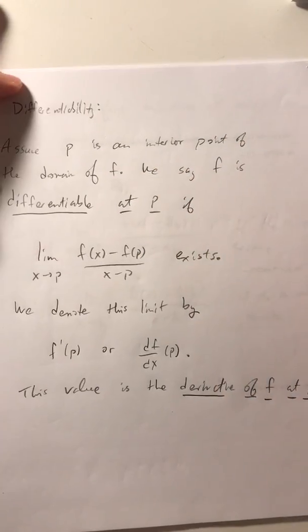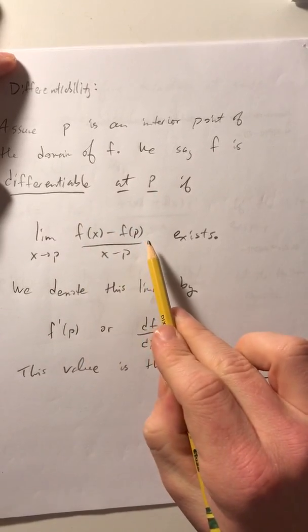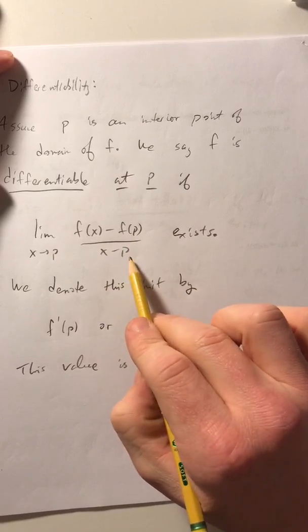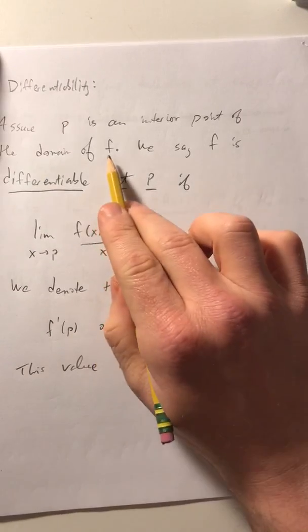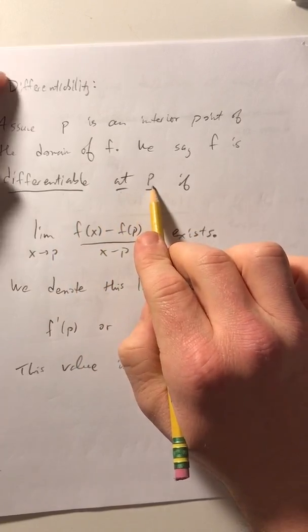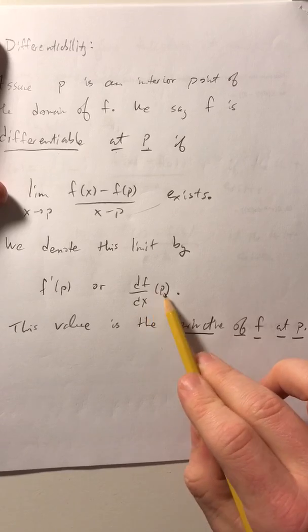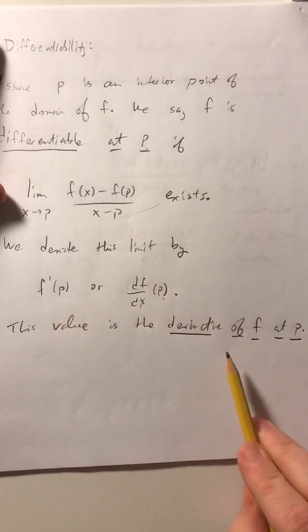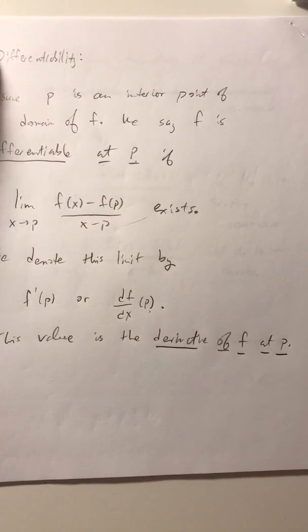Okay. We say f is differentiable at p if this limit exists. Right, so I have f of x minus f of p over x minus p. I take the limit as x goes to p. If that limit exists, then we say that f is differentiable at p. And this limit we can denote by f prime of p or df dx of p. The value of this limit is called the derivative of f at p. And this is our definition of a derivative.